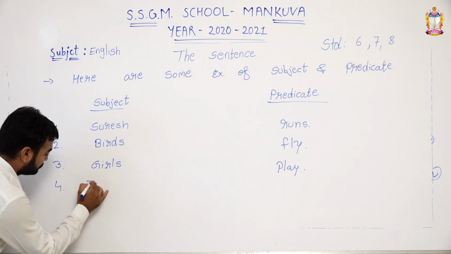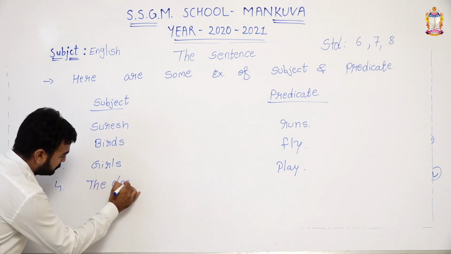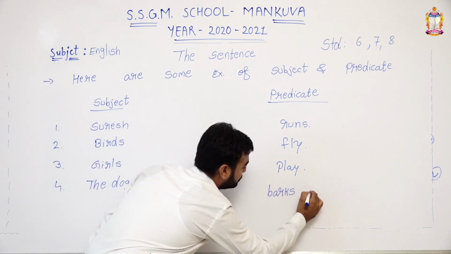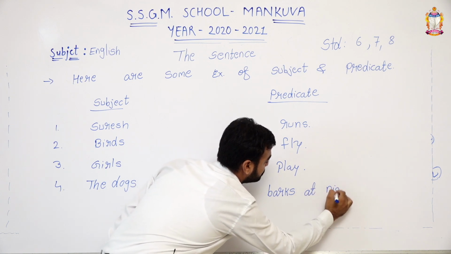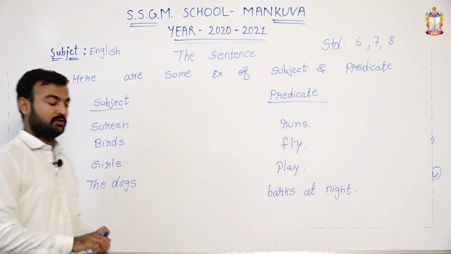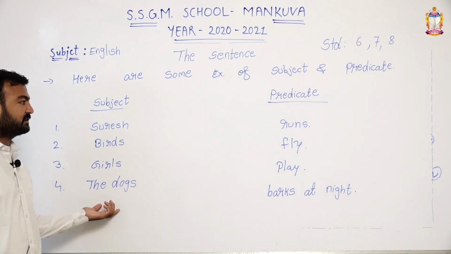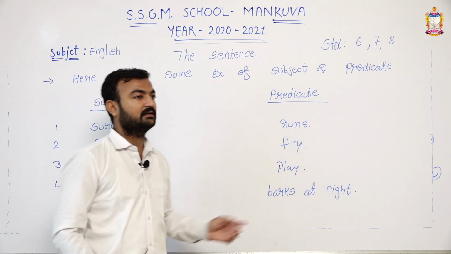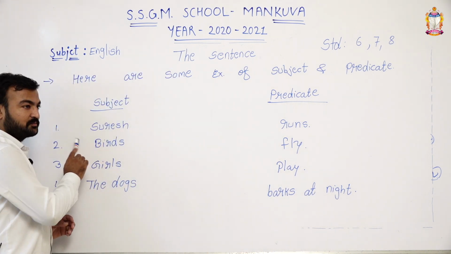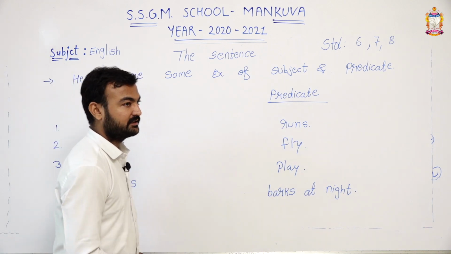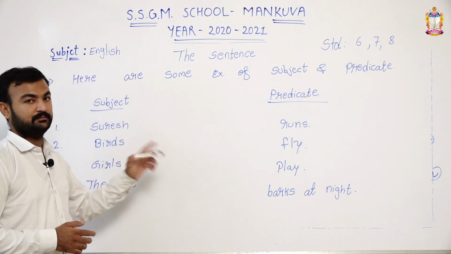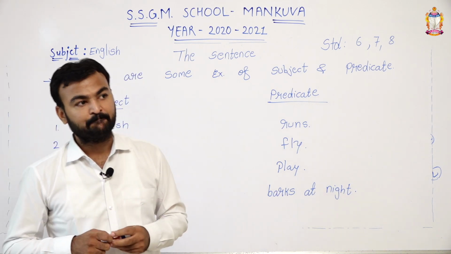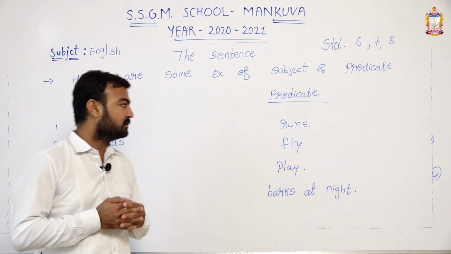Sentence number 4, the dog barks at night. Over here, the dog is a subject in this sentence and barks at night is a predicate. So this is called the first part, and this is called the second part of the sentence. It is a very easy thing for you to keep in mind that the first part of a sentence is called subject and the second part is called predicate.